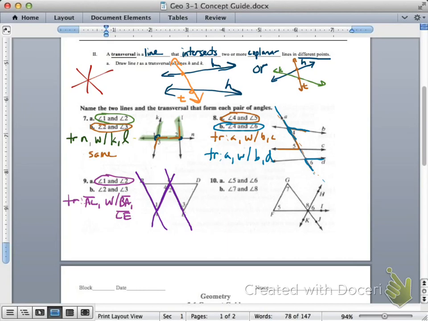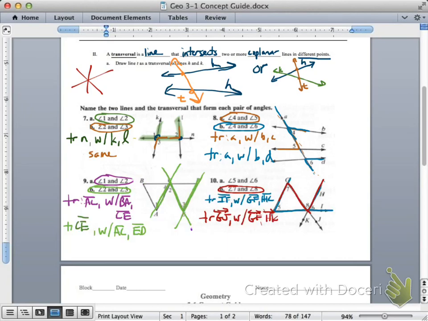I'm going to set you free to answer these last 3 parts, 9B, 10A, and 10B. Pause the video for just a moment. Okay, these are the answers to these questions. So all that we're doing here is identifying transversals and then the lines. So that is it. The next page has other really important stuff.